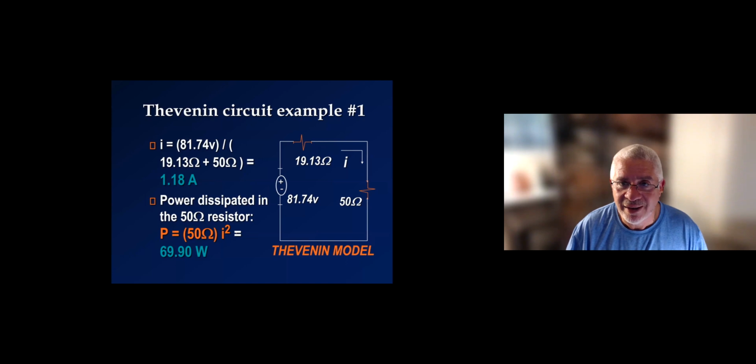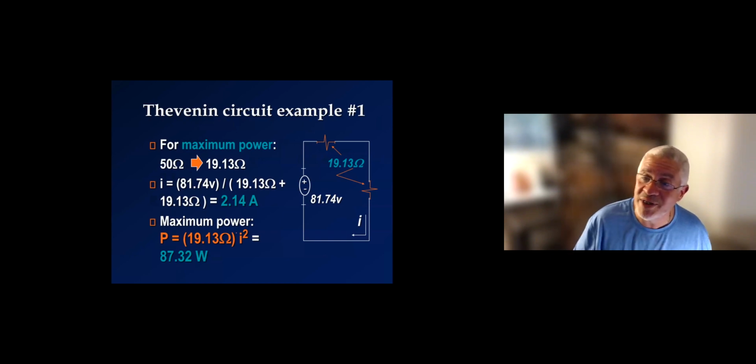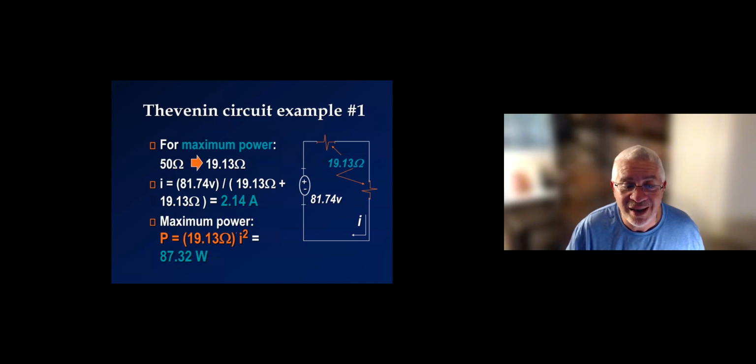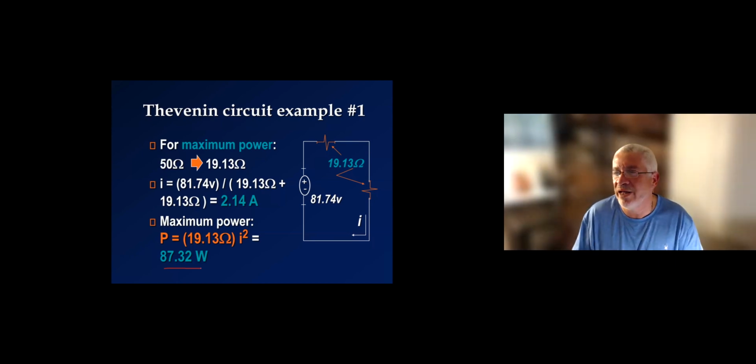So the third question that you have: if I change the 50 ohm so that it is maximum power, that would make it equal to the Thevenin resistance. That's what you see here. Then I can again calculate the current and recalculate the maximum power, and I find it to be 8732 watts. So this is a little bit showing you why we need the model. What I want you to focus on right now is not necessarily the second and third questions, it's essentially finding the Thevenin model. We can answer other questions at a later time.